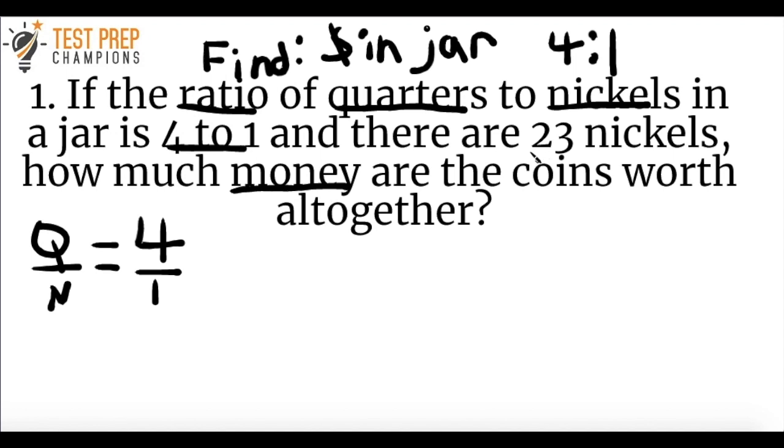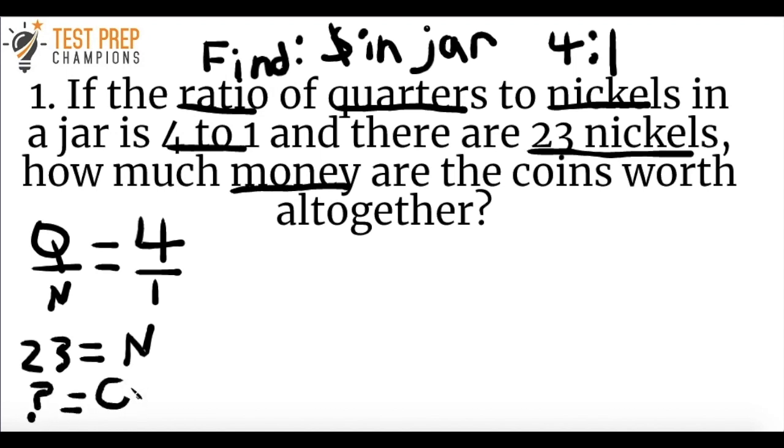So what other information are we given here? We're also told that there are 23 nickels. So let's write that out. I'm going to put 23 equals N, because we know that the number of nickels is 23. Now, what about the quarters? We don't know how many quarters there are, so I'm just going to put a question mark here and a Q for quarters.